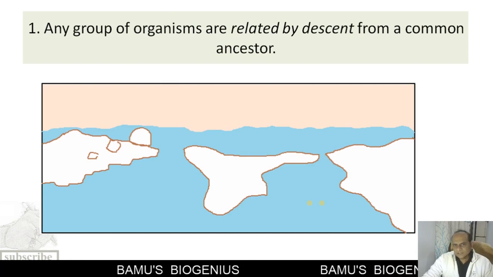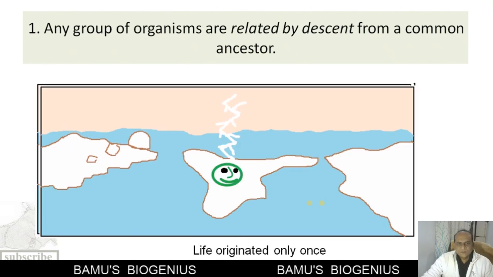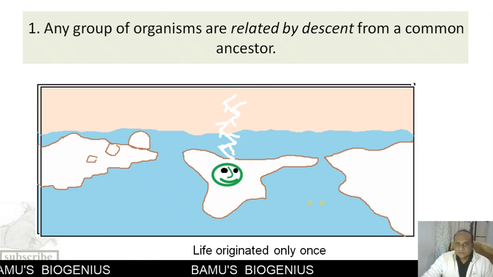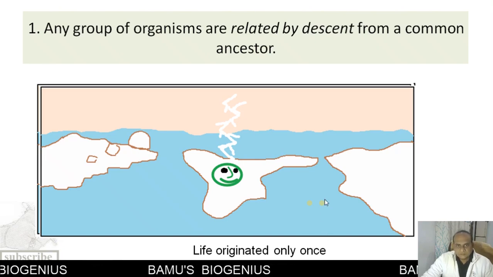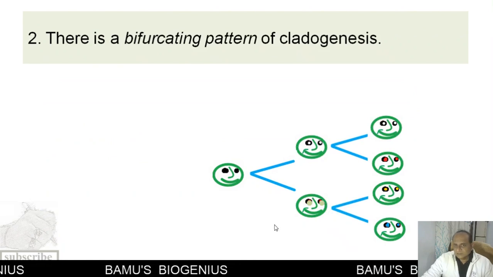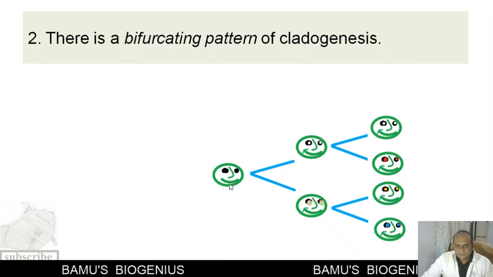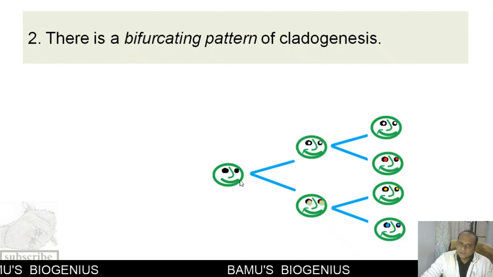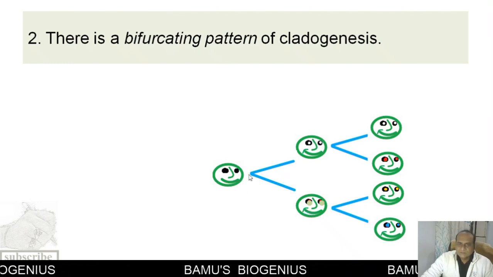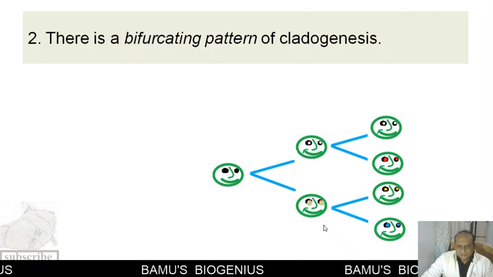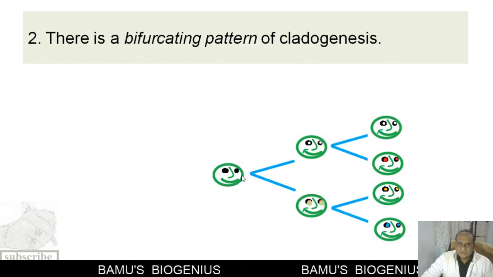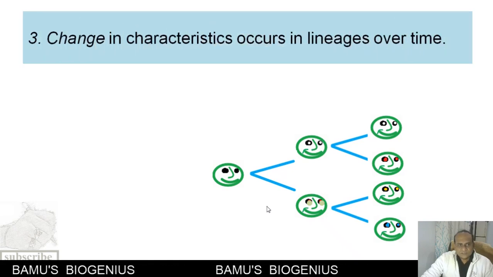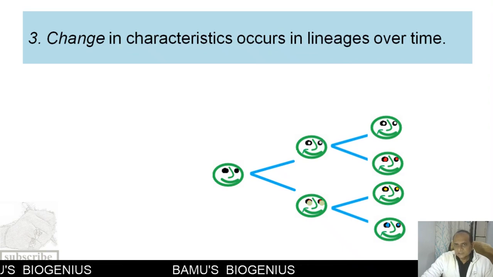The first one is that any group of organisms is related by descent from a common ancestor. As we know, life originated on earth only once, and whatever diversity we see today is a product of their ancestors. The second one is that there is a bifurcating pattern of cladogenesis. You can see here, when this particular species reproduces, or gives rise to two other species, it bifurcates into two. So in cladogenesis it is always assumed that there is a splitting of one species into two.